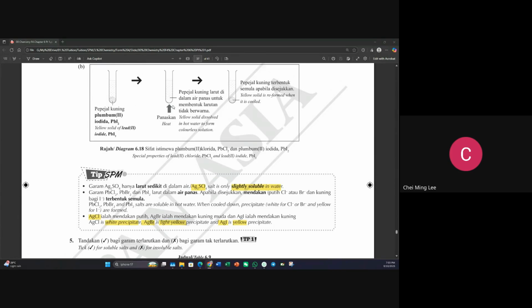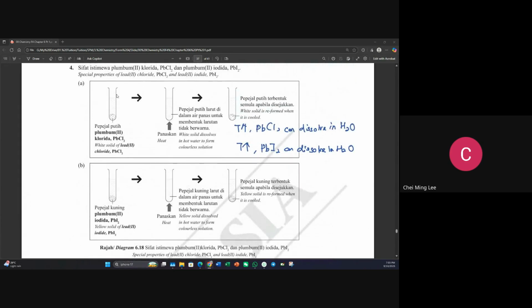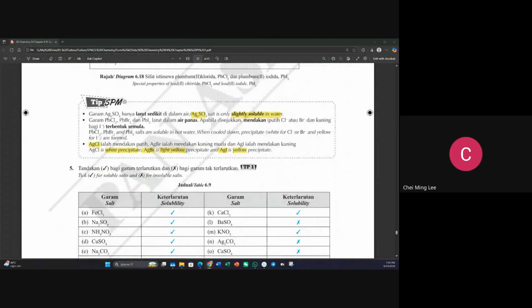Okay, last class we talked about the special properties of lead. In short, silver sulfate is only slightly soluble in water, meaning half soluble. When you mix it inside, it will dissolve a bit, but most of it will still condense at the bottom.